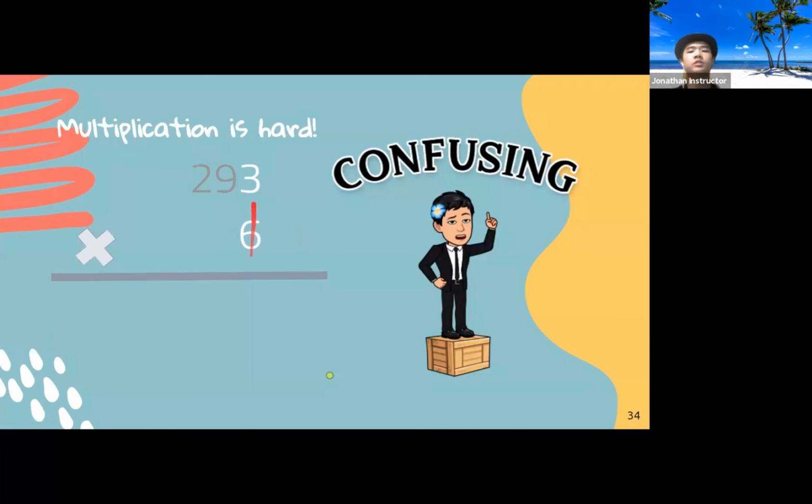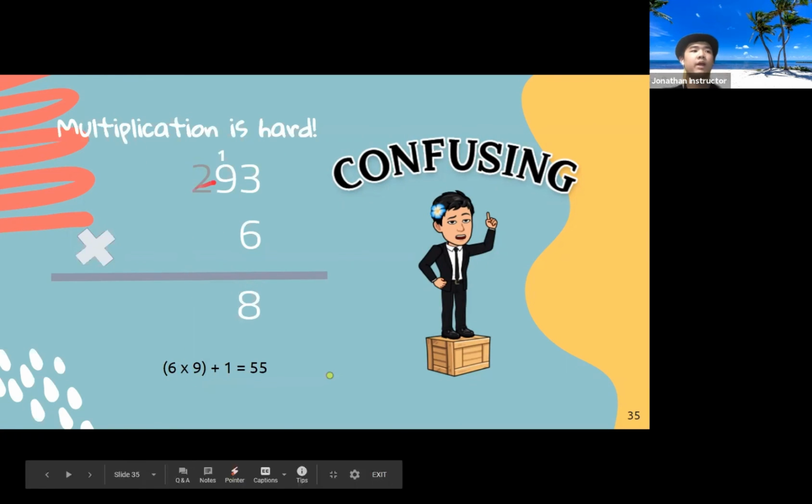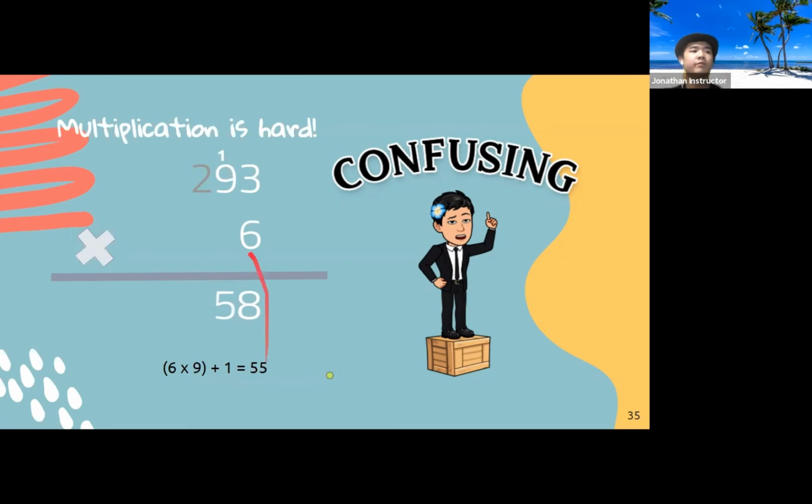First of all, you have 3 times 6, right? Which is 18. But we can't have 18 right here or it'll mess up the entire thing. So we move the 1 over to the tens place. And then we do the same thing. 6 times 9 is equal to 54, right? But then I have this extra tens from before. So I add it, so 55. I just drop down the 5 and then do the same thing.